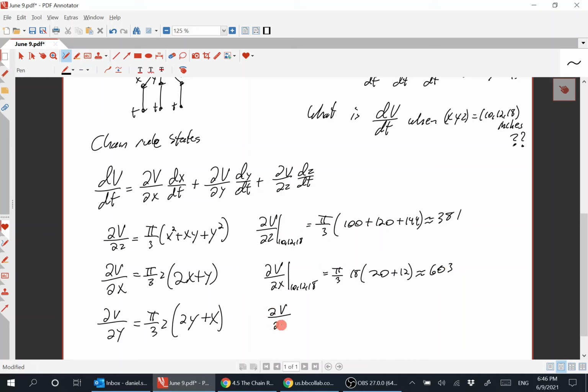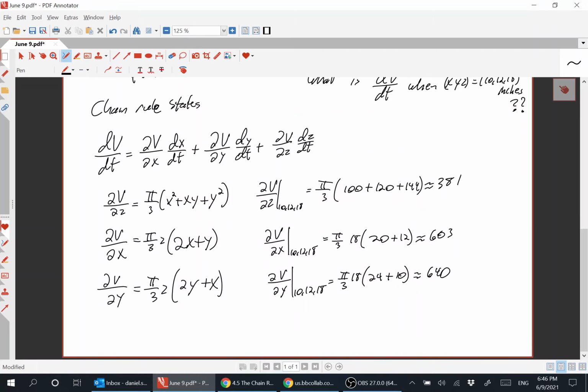And dV/dy at 10, 12, 18 is pi over 3 times 18, 2y, which is 24, plus x. So 34 times 6 times pi. So 640.